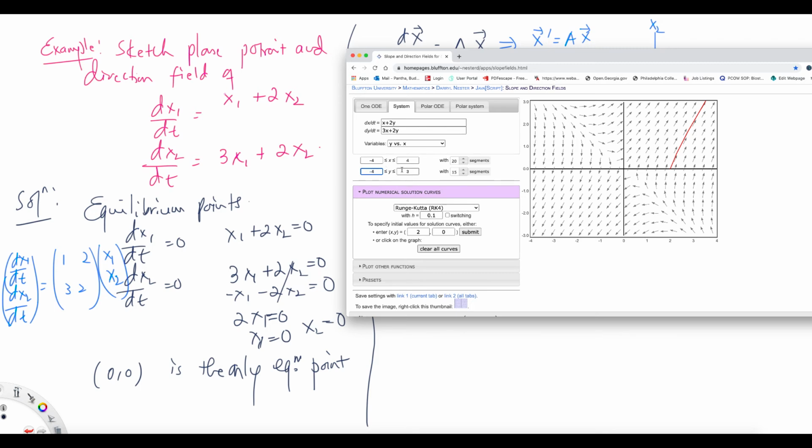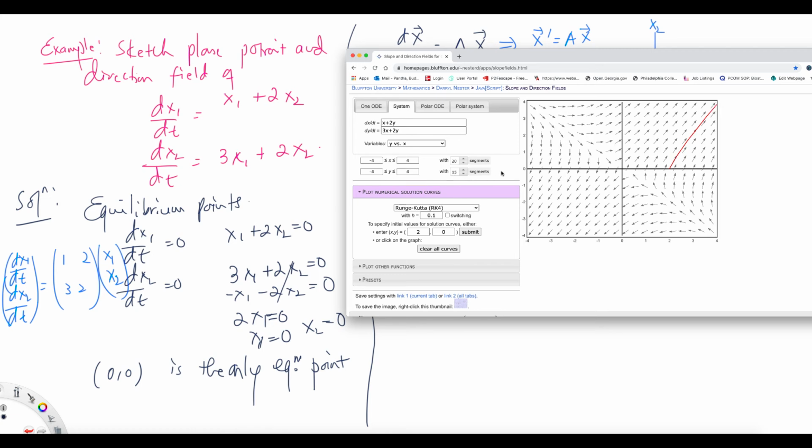Well, let's do 4 and 4 again for both of those. Okay, now this is what you get. Now let me clear that. Now let us look at this. So this is all the direction field.